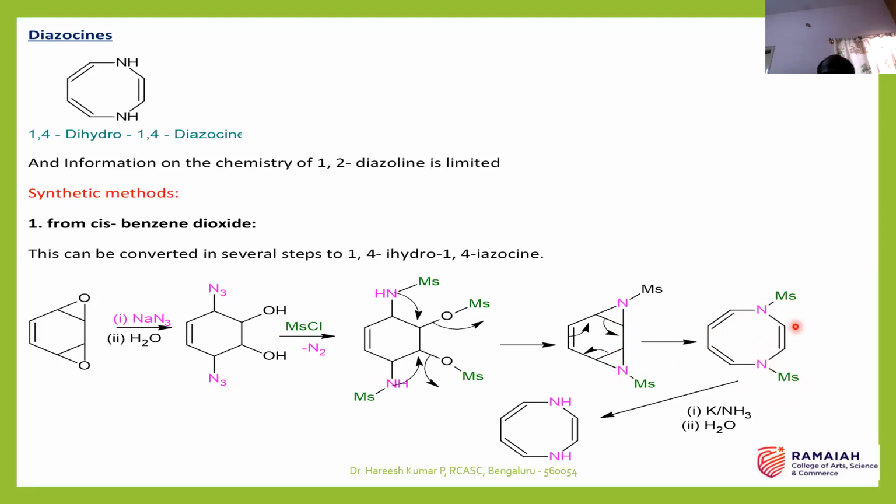So this methyl sulfonyl can be removed when it is treated with potassium in ammonia. Okay, this is also a kind of Birch reduction. Potassium will give you the electrons, and ammonia will act as a source of proton. So this methane sulfonyl group is going out, and the obtained one is NH here, NH here. So this is about how the benzene cis dioxide is converted into a 1,4-diazocine. So this is one method of preparation of 1,4-diazocine. With this, I will go to the next slide.